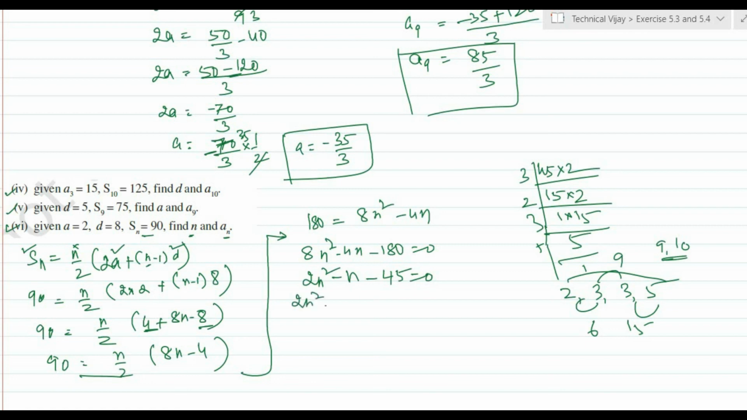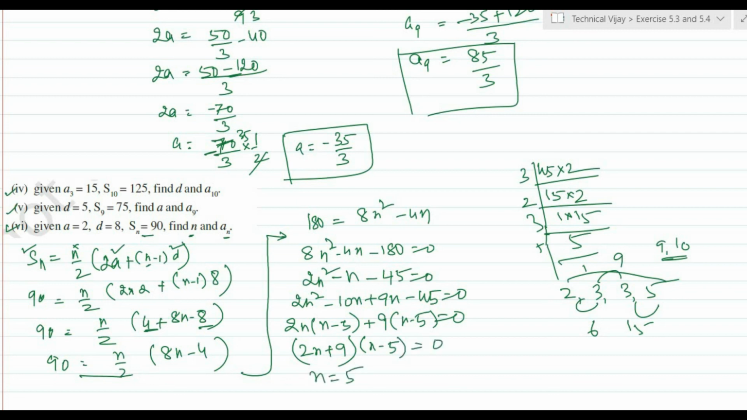So 2n square minus 10n plus 9n minus 45 is equal to 0. So 2n into (n minus 5) plus 9 into (n minus 5) is equal to 0. So (2n plus 9) into (n minus 5) is equal to 0. So n is equal to 5, one value. 2n plus 9 equal to 0, so n is equal to minus 9 by 2, another value. Here the number of terms cannot be negative. So hence we take n equal to 5.